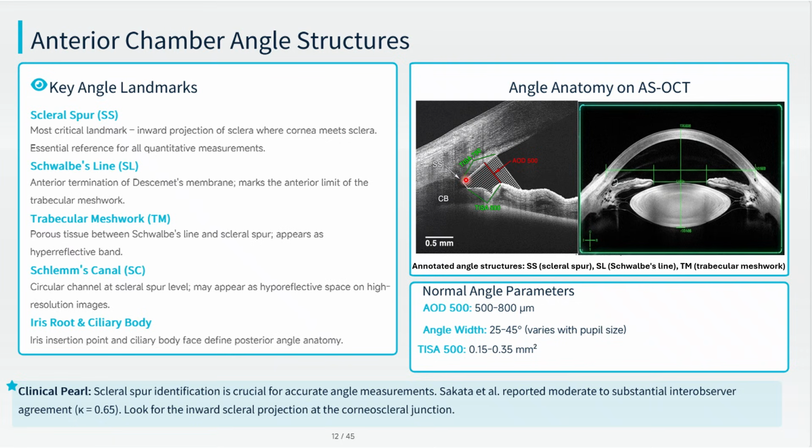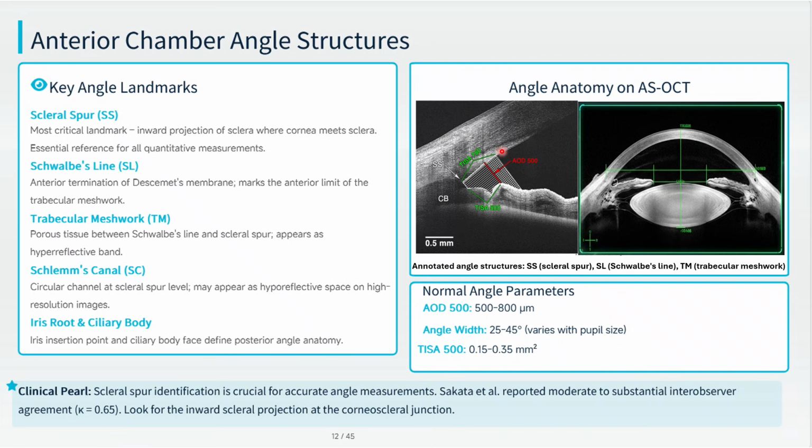From the scleral spur, if we go 500 micrometers and then draw a perpendicular line, which is shown here in red color, from the inner surface of the cornea to the iris, this is known as AOD, that is the angle opening depth or angle opening distance, which is normally between 500 to 800 micrometers.